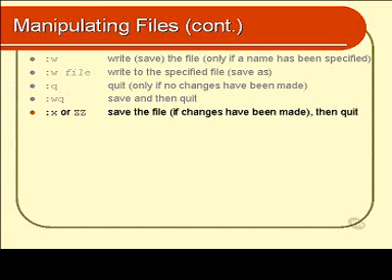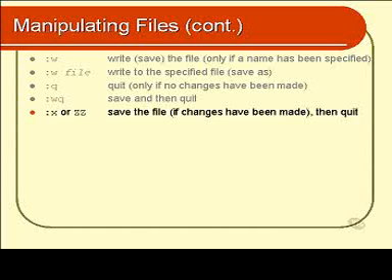Next option on our list is :X or ZZ. Now notice those are capital Zs, not lowercase z's, and notice also that you don't put a colon before either of the Z's. This is supposed to be one of the more user-friendly ways of exiting Vi, but I personally don't like it. What it does is it saves the file if you've made any changes, and then quits. And if you haven't made any changes, then it doesn't bother saving the file, it just quits.